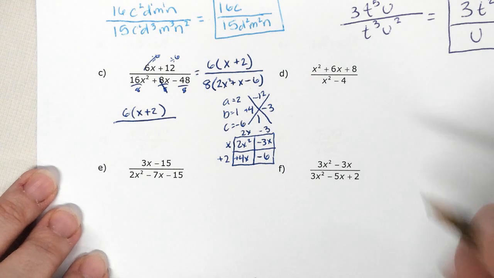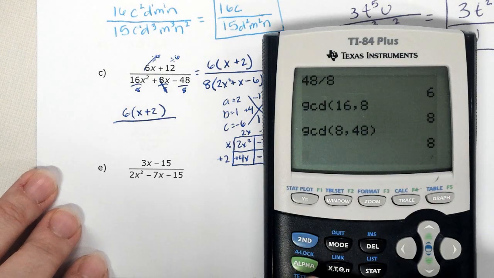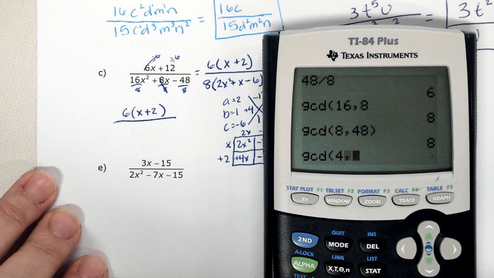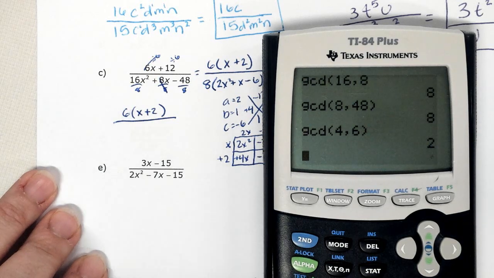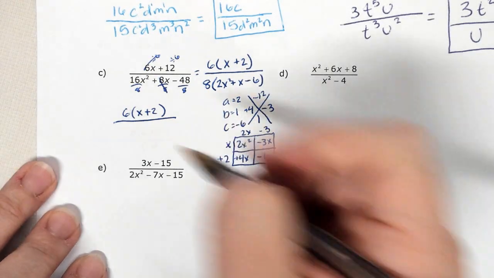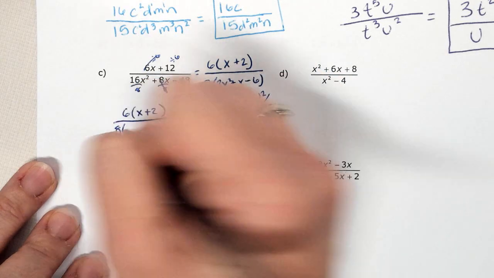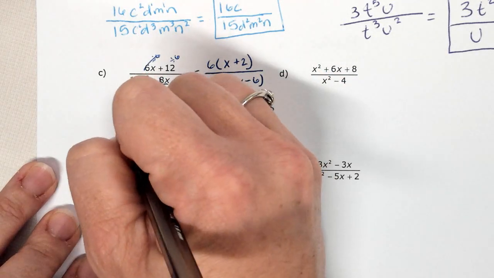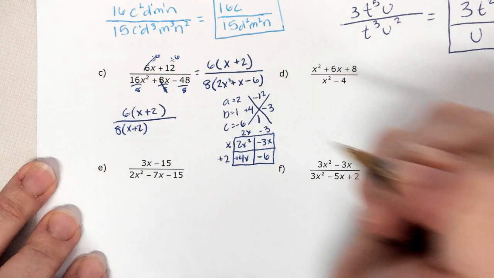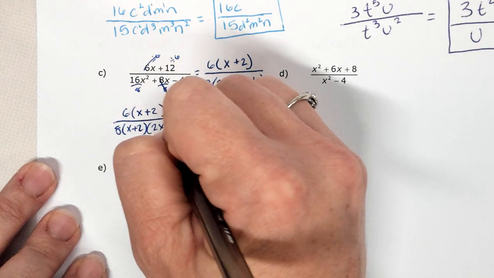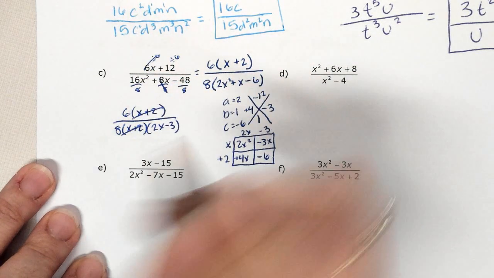These were simpler GCFs, but again, you can always use your calculator. Math, right? 9, 4, comma 6. It tells me 2, so I was correct. So I get, don't forget your 8, I get x plus 2, and I get 2x minus 3. So right away, I see my x plus 2's cancel, which is what I'm wanting.